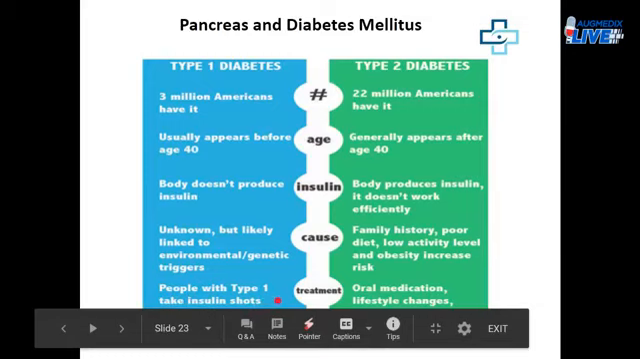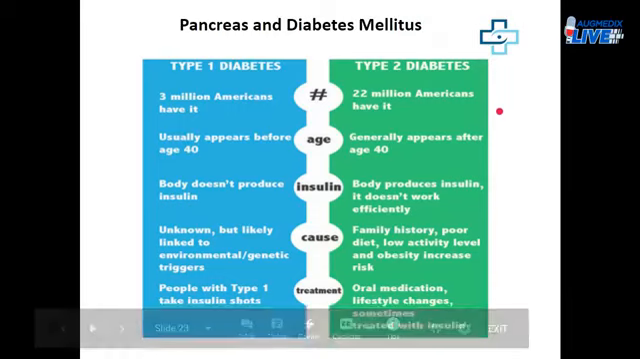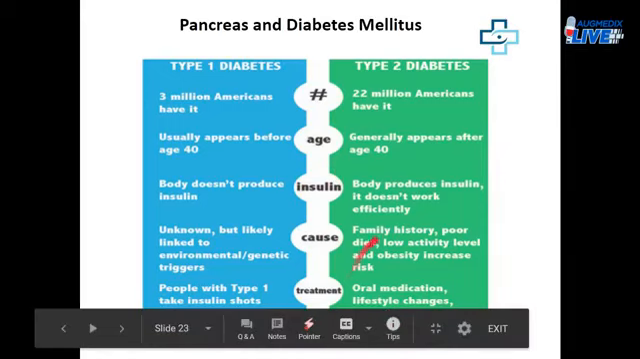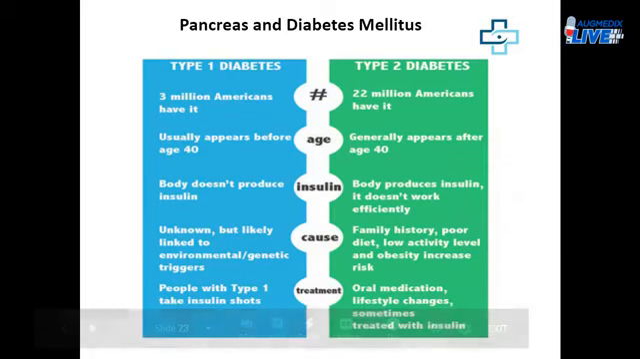So, people with type 1 take insulin shots, and in case of type 2, usually we start with oral medications, okay, like metformin, and there are other examples as well. And if at one point the medication doesn't work, that moment we can actually go with insulin. All right. So these are the differences: the age, the insulin production, the cause, and the treatment. Okay. I'll let you guys have a look at the slide for a while.